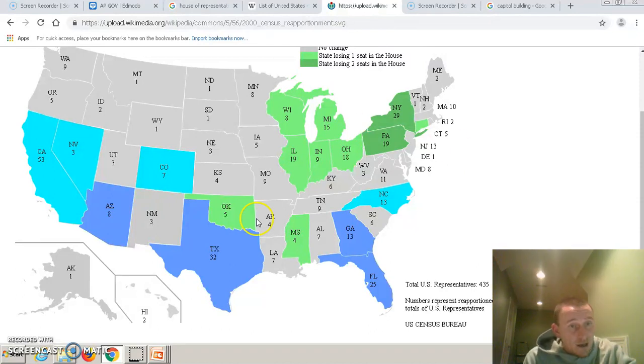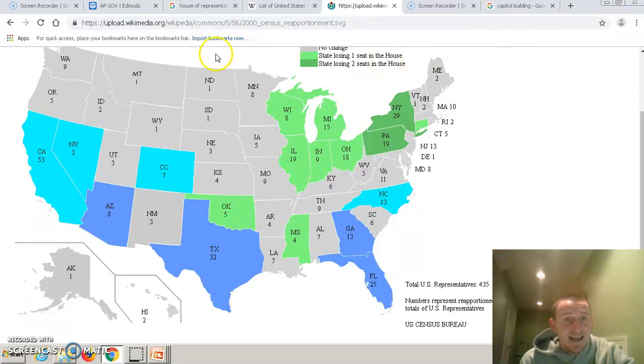Look at California. It is the largest state, which means it has the highest population. So there are 53 representatives from California that go to D.C. every year and meet. This is their job. North Carolina, that's us, we have 13. The second biggest is Texas, which has 32 representatives that go and meet at Congress.